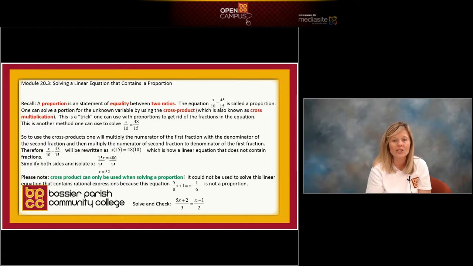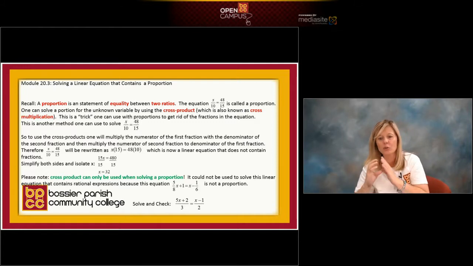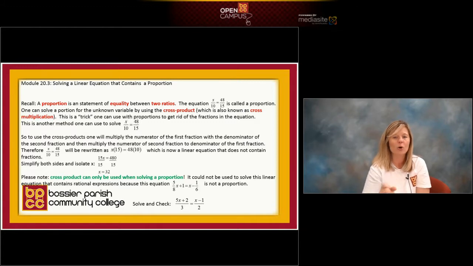So if you look at that equation I have on the PowerPoint, 5/8 x plus 1 equals x minus 1/6. You cannot use cross multiplying here. It is not a proportion. It is not on the left side just one fraction. There's a constant of 1. It is not on the right side just one fraction. There's a variable x. So because that equation is not a proportion, you would have to get rid of the fractions doing the LCD method.